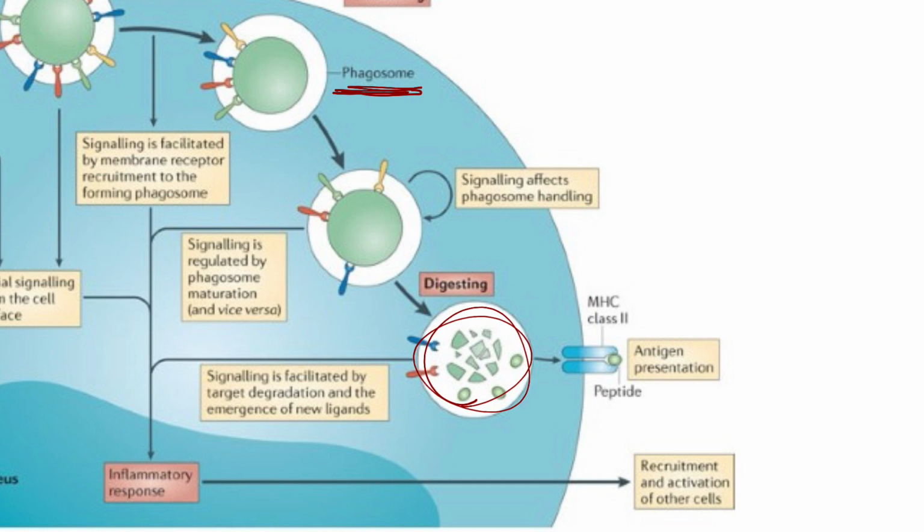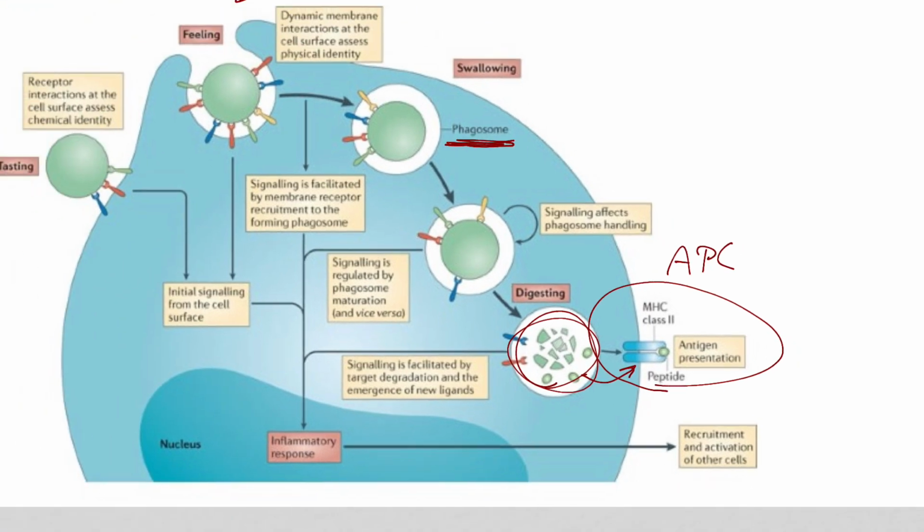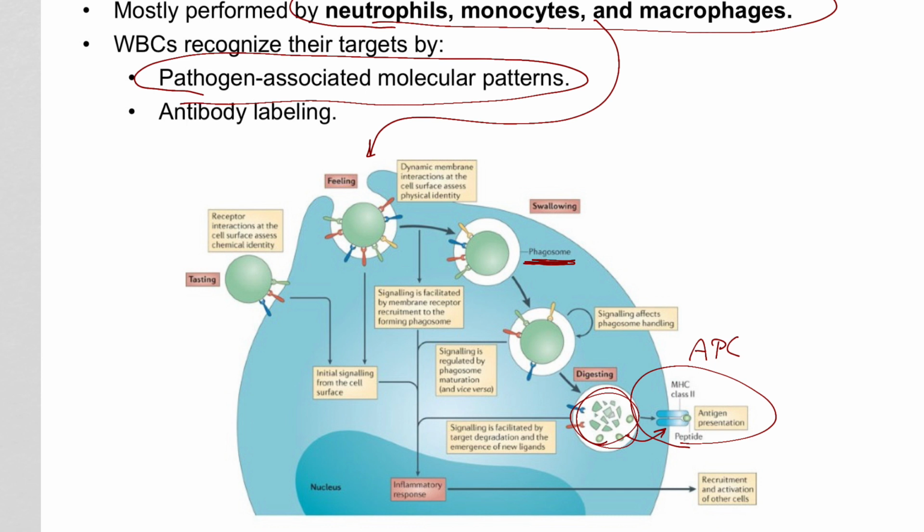Those are proteins that are then displayed on the cell surface. And this cell becomes an antigen-presenting cell, or an APC. This is going to be critical later on. These cells are going to go around showing off those antigens, asking other white blood cells like B cells and T cells if they recognize that antigen, and see if you're going to have an immune response or not.